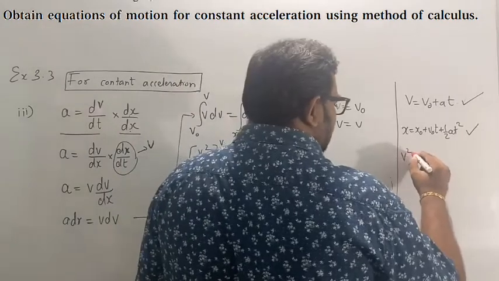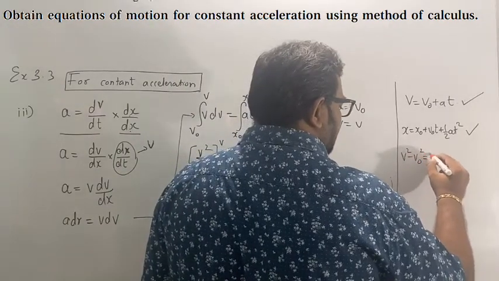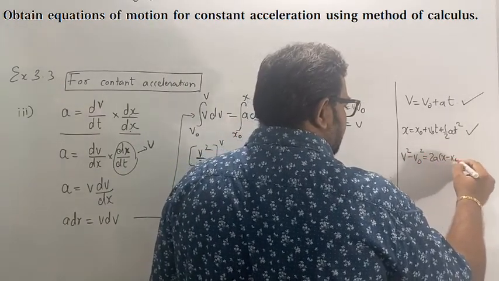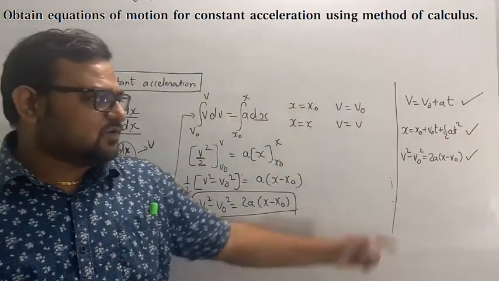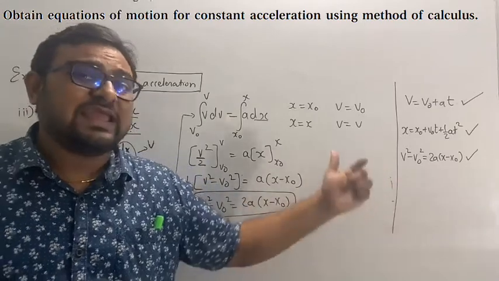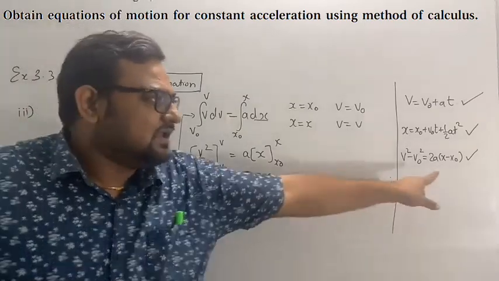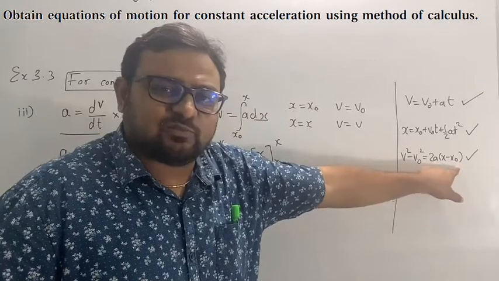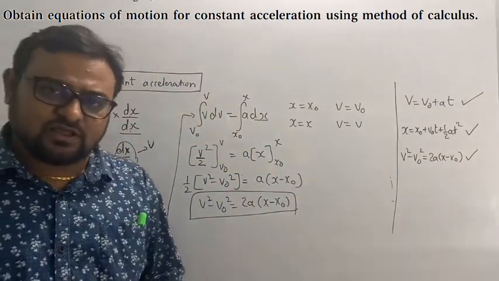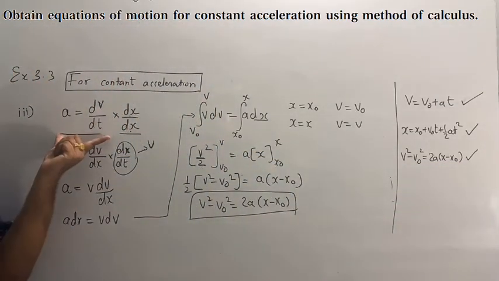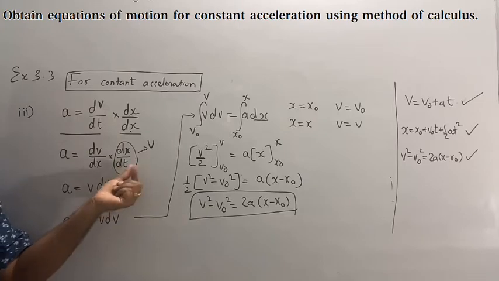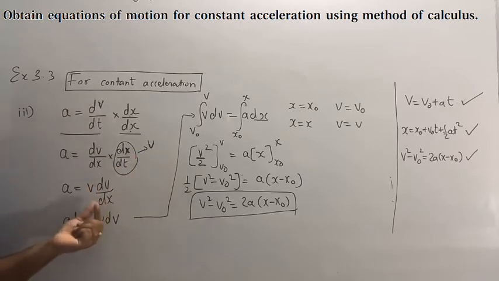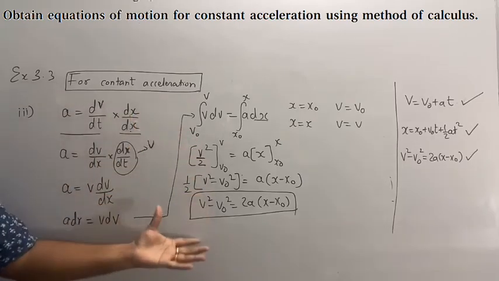So v square minus v0 square equal to 2a into x minus x0. We have also derived the third one. You might have studied in the lower standard like v square minus v0 square equal to 2a d, where d was displacement, final position minus initial position. Clear? What I did here, I took the formula for instantaneous acceleration, multiplied and divided by dx, rearranged dx by dt as velocity, and then I took dx on this side and integrated.